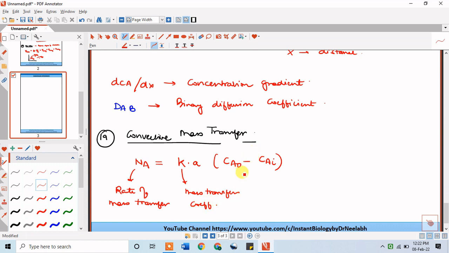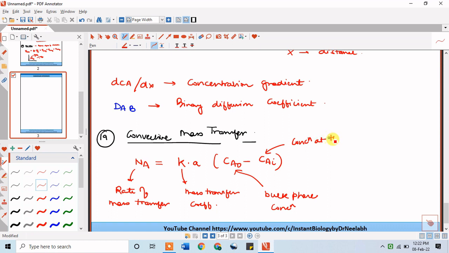A क्या है? This is the area. CA not, this CA not क्या चीज़ है? This is the bulk phase concentration. कि कोई भी कंपोनेंट जिसकी भी आप बात कर रहे हैं, बल्क फेज़ में उसका क्या कंसंट्रेशन है? बल्क फेज़ कंसंट्रेशन. And CAI is nothing but the concentration at the interface or boundary.